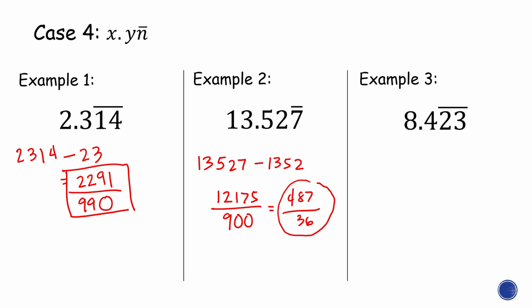Alright, in my last example, you can actually pause the video and try to answer this one if you want. Alright, so let's answer number 3 now. 8423 minus the non-repeating digits 84, and that equals 8339 over, there are 2 repeating digits, 99. There's 1 non-repeating digit after the decimal point, so that is 0. Okay, let's check. Alright, I think that will be the final answer.